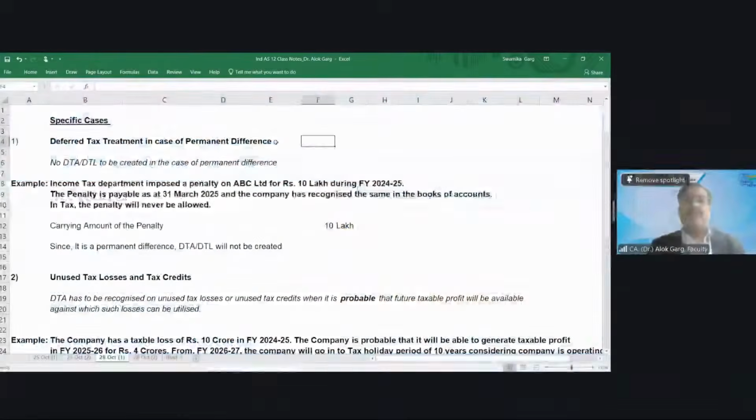We discussed that no DTA is to be created in the case of a permanent difference, right? For example, the Income Tax Department imposed a penalty on ABC Limited for rupees 10 lakh during the financial year 24-25. If a penalty has been imposed, whether this expense has to be recorded in the P&L or not. Of course, it has to be recorded in the P&L. It is part of your company's books, right?